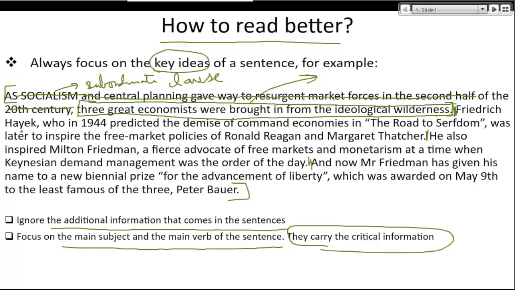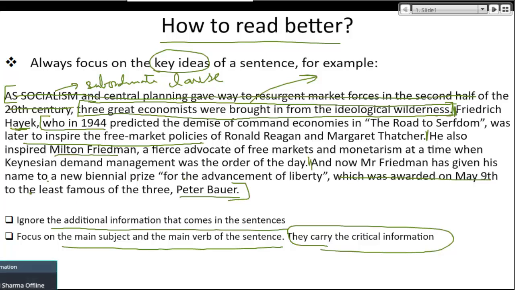So it said Friedrich Hayek. Again, there is additional information. Friedrich Hayek was later to inspire the free market policies. He also inspired Milton Friedman, right? A fierce advocate of free markets and monetarism. And now Mr. Friedman has given his name to a biennial prize, which was awarded in May this year to Peter Bauer. So again, this is additional information.